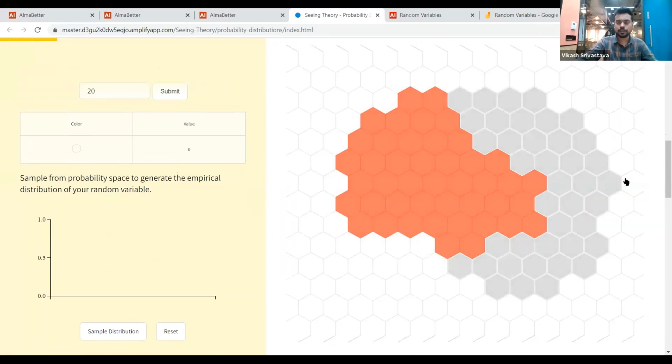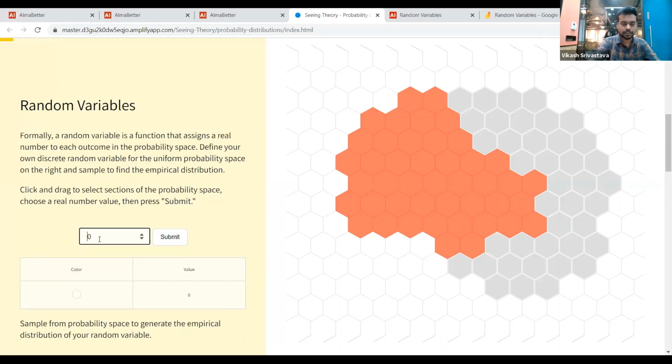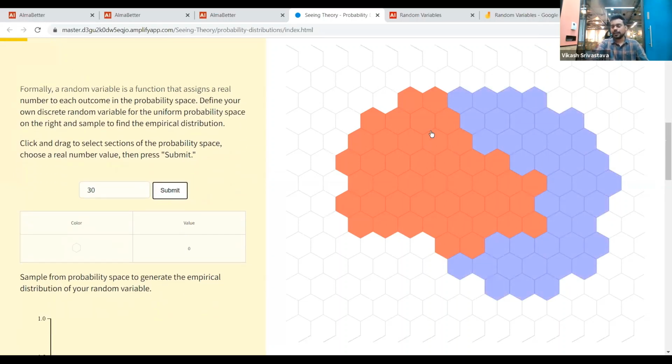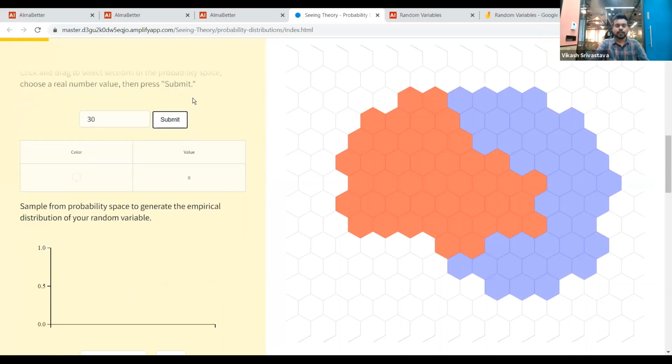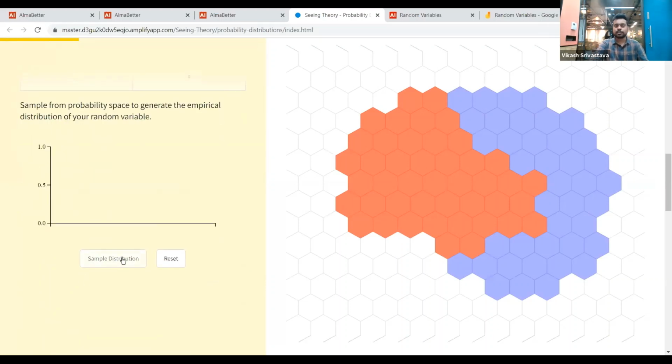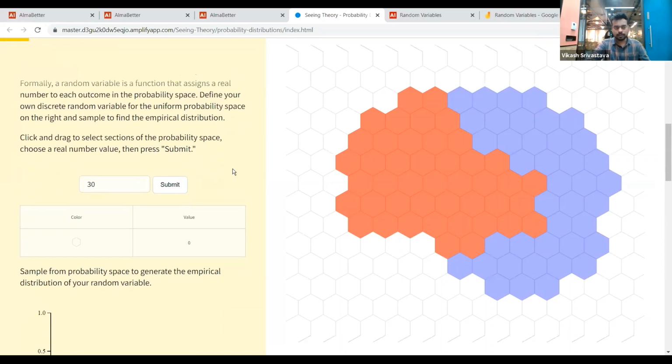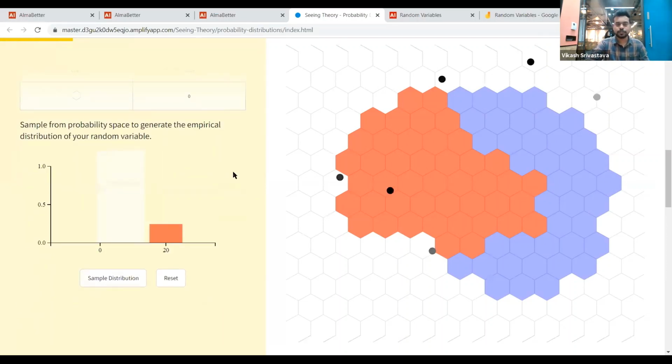Now let's assign this a value of 30. So now we have red hexagons, purple hexagons, and of course white hexagons. Now we'll try to sample a distribution for this particular random variable. So let's sample the distribution. Essentially all these dots can appear randomly in any particular hexagon.